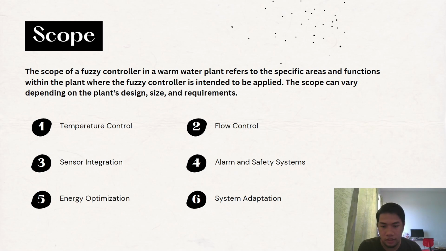Lastly, we have system adaptation. The fuzzy controller can adapt to changing conditions or variations in the warm water plant. It can handle different operating modes, variations in water supply, or changes in user requirements by adjusting its control strategies accordingly. That's all for the scope.